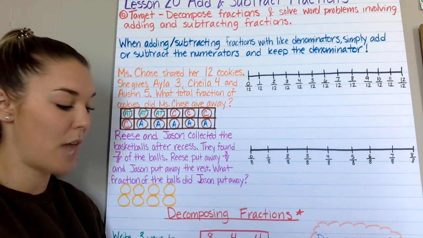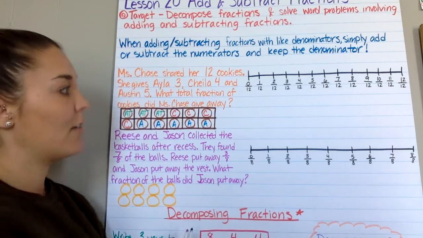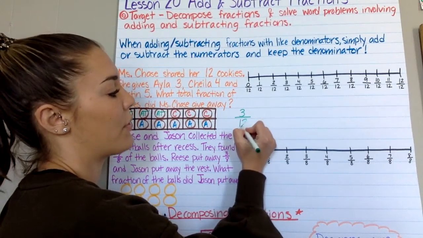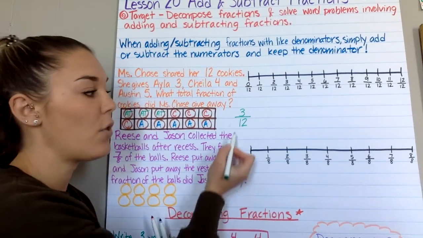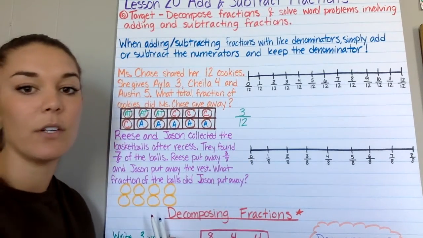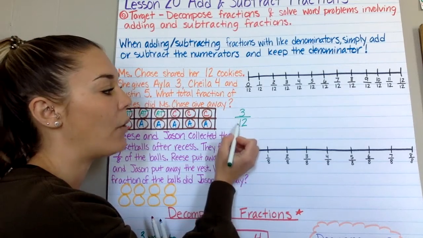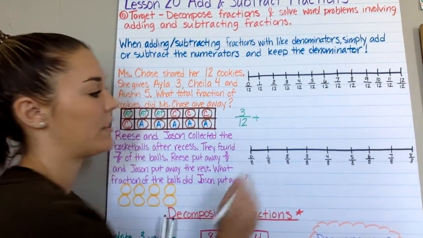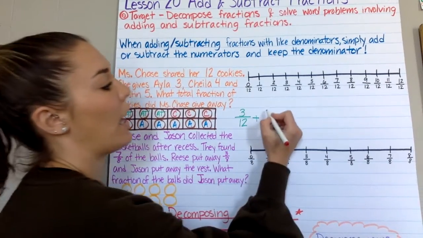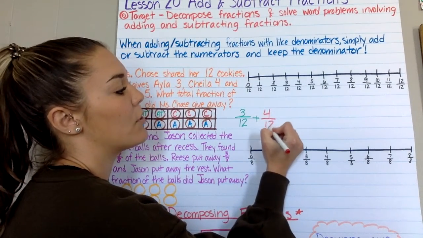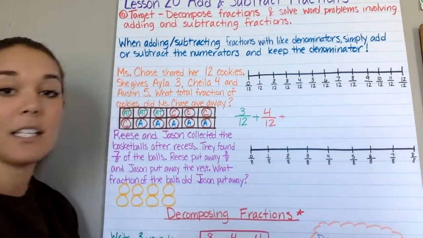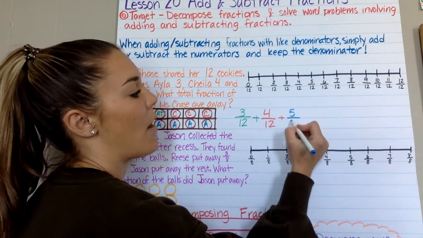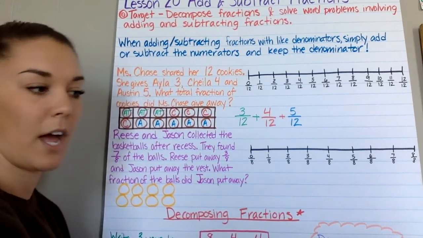So I'm going to show you that in a regular equation. So we're starting off with Ayla. She had 3 twelfths, right? When I do a fraction bar, I can also say out of. So I could say 3 out of 12, okay? Plus, what did Shayla have? Shayla had 4 out of 12. Plus, what did Austin have? He had 5 out of 12, okay?